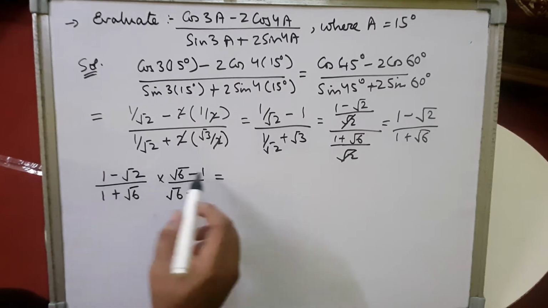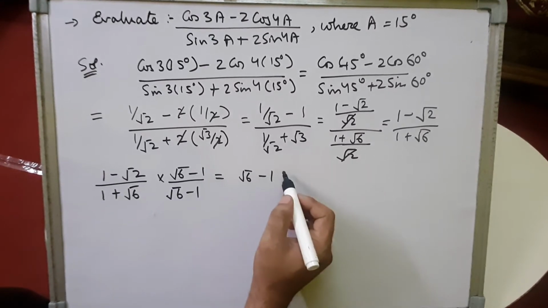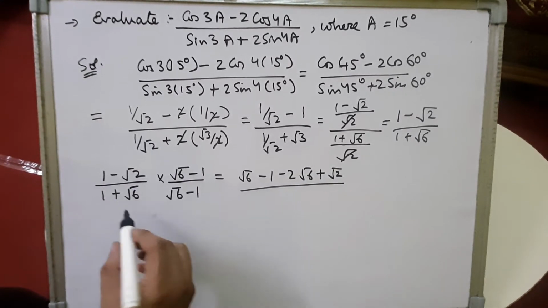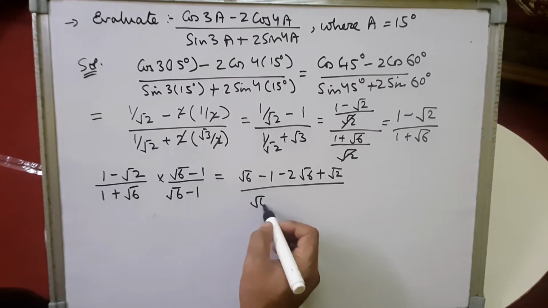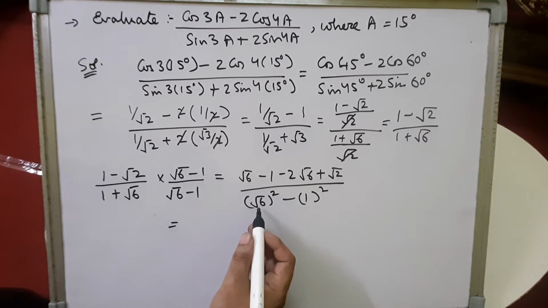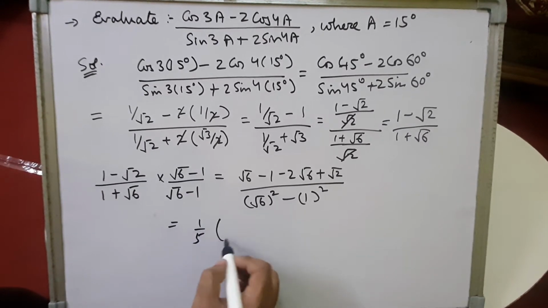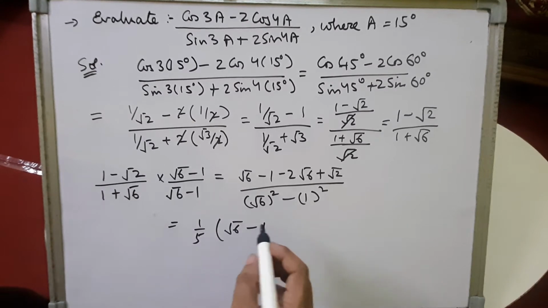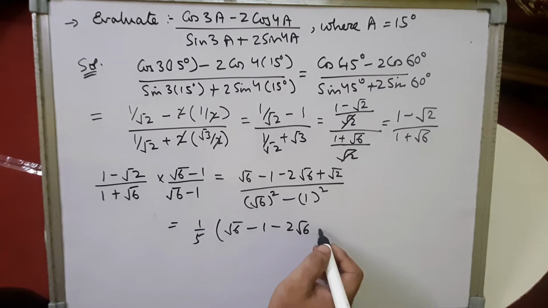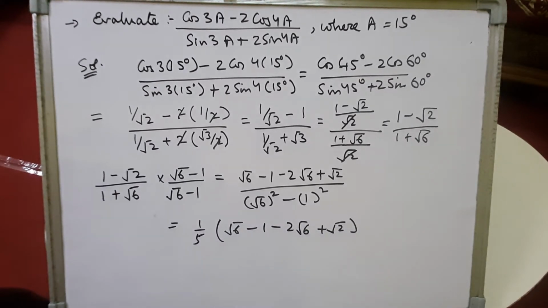When we multiply these two terms, what will we get? Numerator: (root 6 minus 1 minus 2 root 6 plus root 2), whole upon (root 6 plus 1)(root 6 minus 1), which will be root 6 square minus 1 square. So this will become 6 minus 1, 5. So take 1 upon 5 common. What will the answer be? Root 6 minus 1 minus 2 root 6 plus root 2. Alright, so this is the value of this trigonometrical expression when the value of A is 15 degree. Understood, children? Please note down.